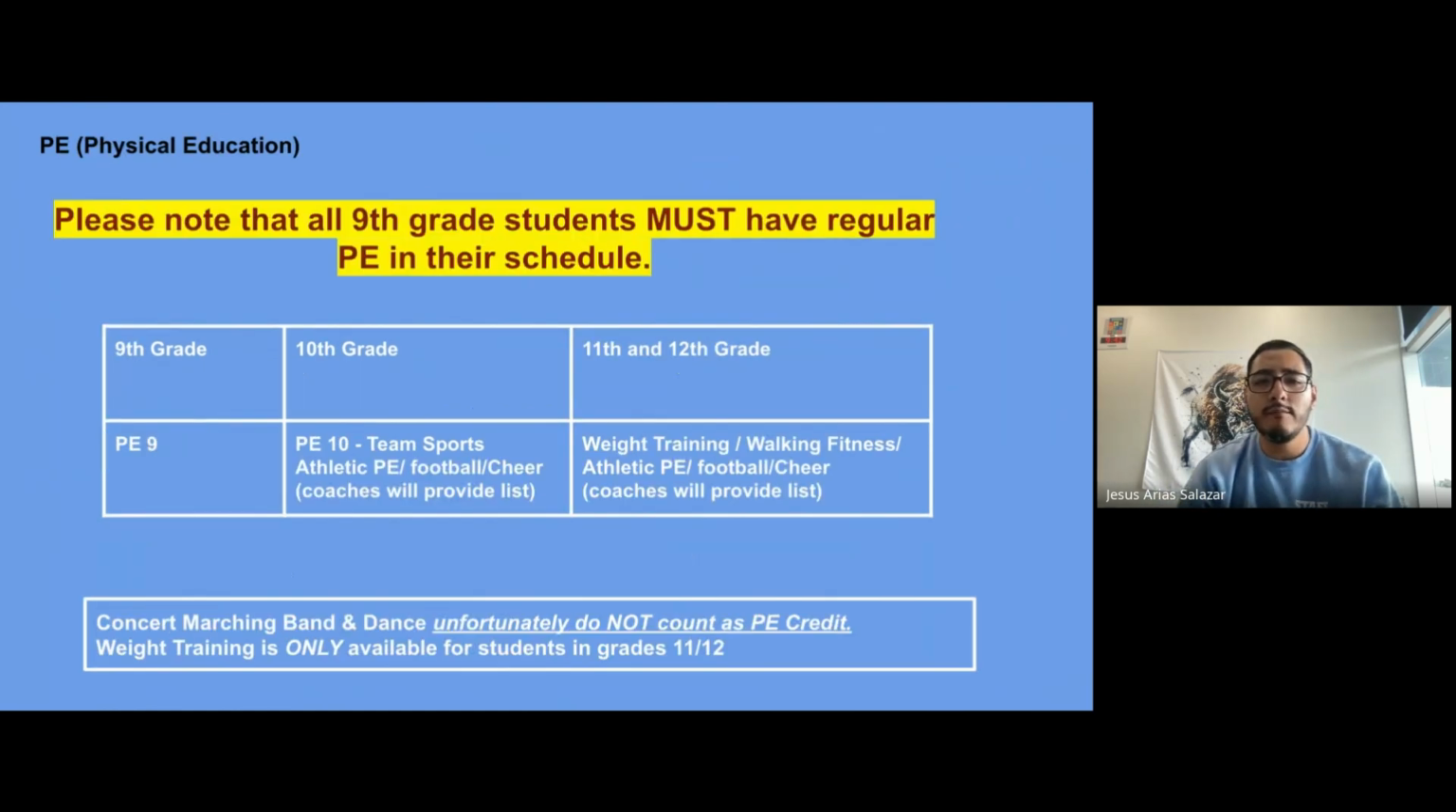When it comes to PE, please note that all ninth graders must have regular PE on their schedule. Next option would be PE 10, team sports or athletic PE if you join a sport and you made JV or varsity. Please note for 11th and 12th grade students only, weight training, walking fitness, and athletic PE is available. Concert marching band and dance, unfortunately, do not count as PE credit, and weight training, once again, is only available for our 11th and 12th grade students.